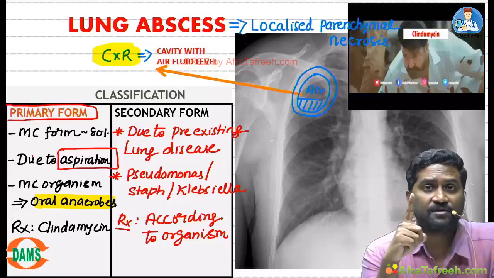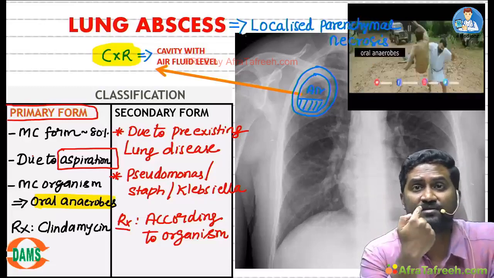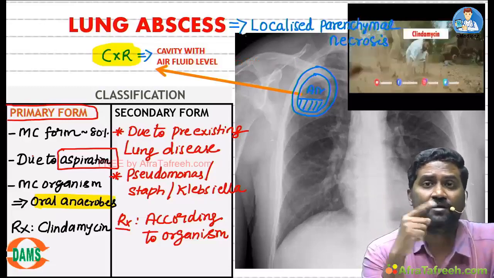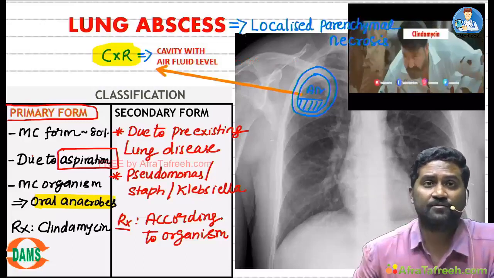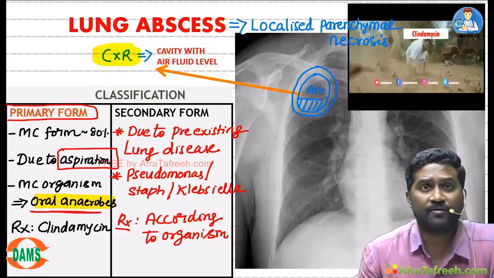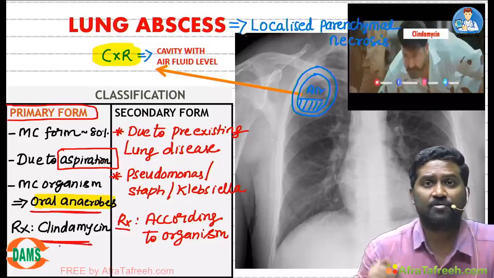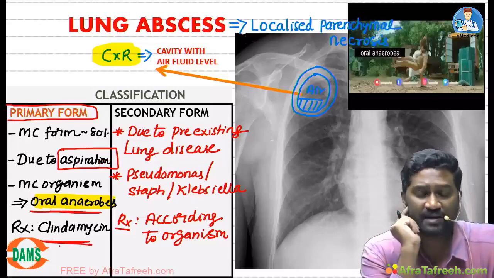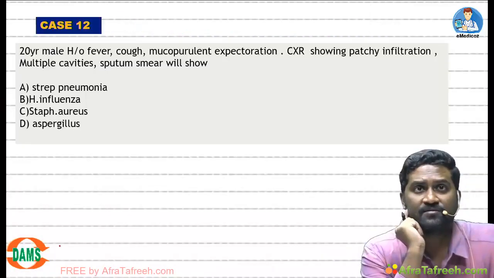Because it is due to aspiration, the organisms will be those residing in the oral cavity. What are the organisms residing in the oral cavity? Your answer should be oral anaerobes. And what will be the treatment against oral anaerobes? Your answer should be clindamycin. Now let us see some questions.